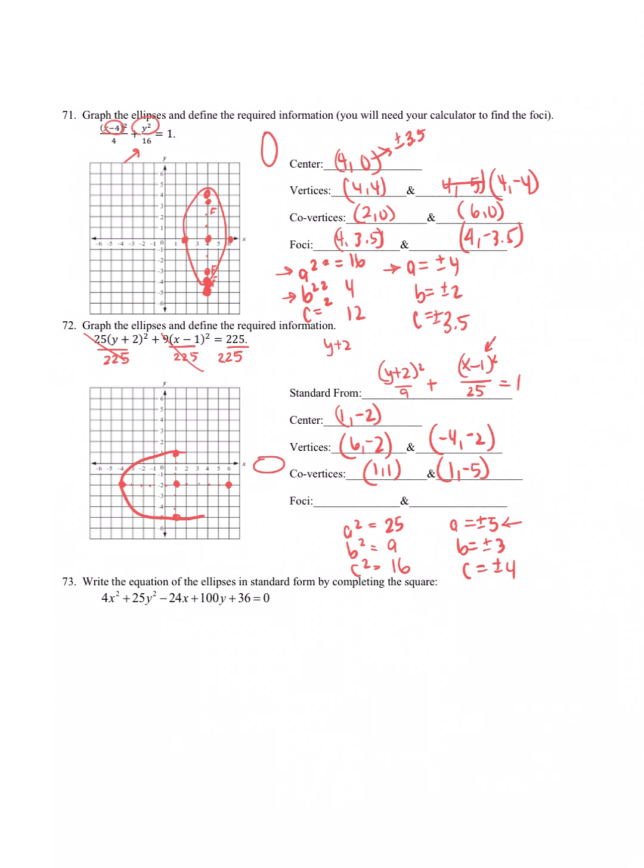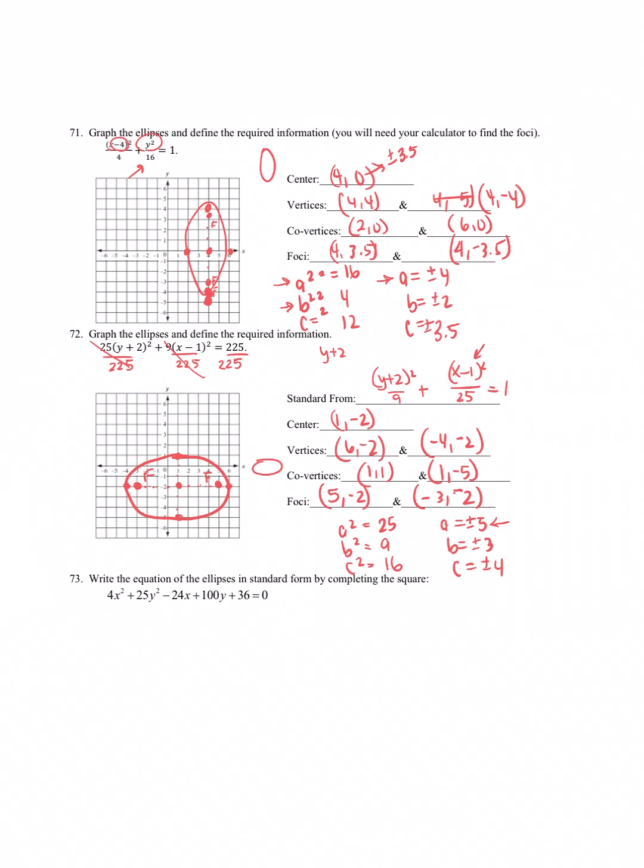This is my ellipse. My foci are going to be plus or minus 4. So 1, 2, 3, 4. So that is 5, negative 2. And this one is 1, 2, 3, 4. So negative 3, comma, negative 2.